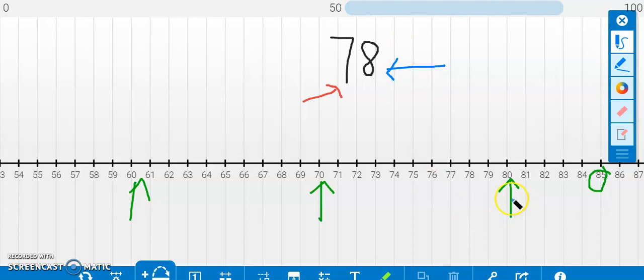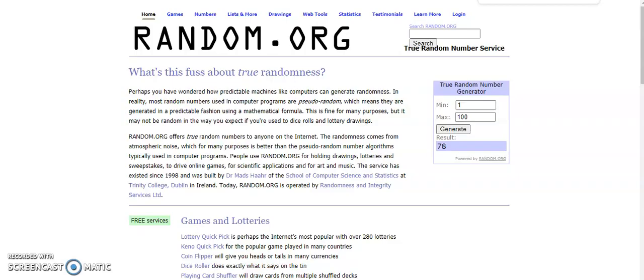Okay, so the tens place, it's going to be a 70. So I'm going to look in the 70s. And the 8, I'm going to look for 70 and 8. All right, so here we have 70. And here we have 78. Because it's really 70 and 8, but we call it 78. All right, let's go ahead and do another number.